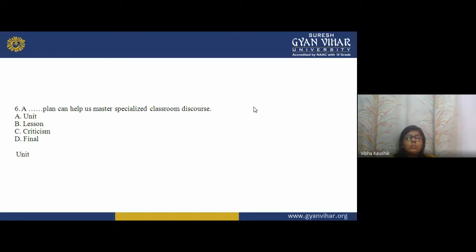Now, the options are A, unit, whether it should be a unit plan. B, lesson plan, whether it should be a lesson plan. C, criticism plan, or D, final plan. So the correct answer is option A, that is unit. It means a unit plan can help us master specialized classroom discourse.